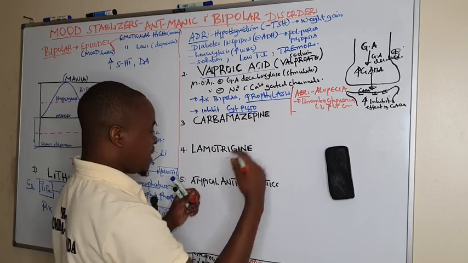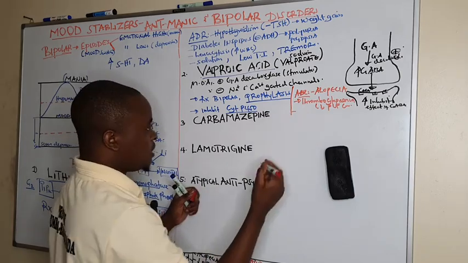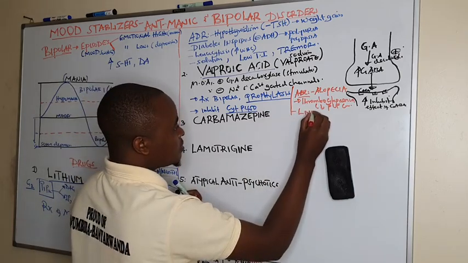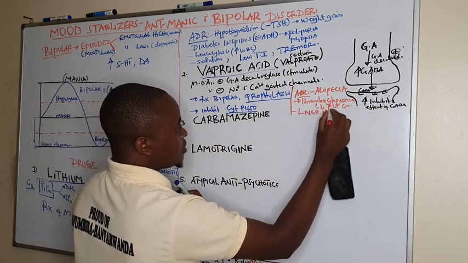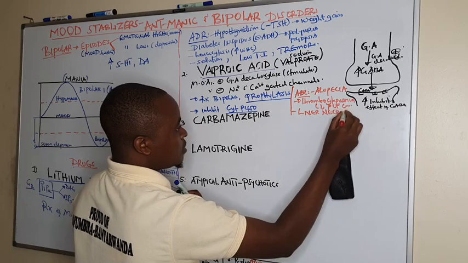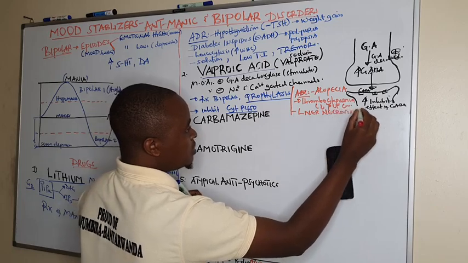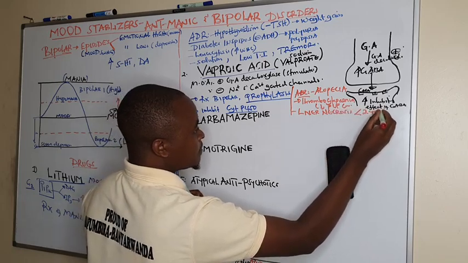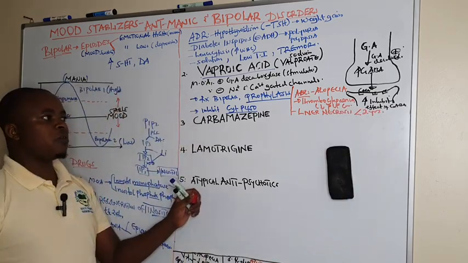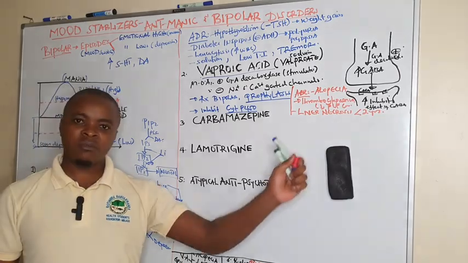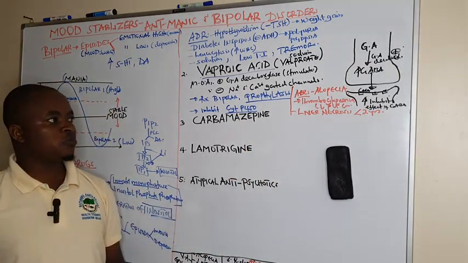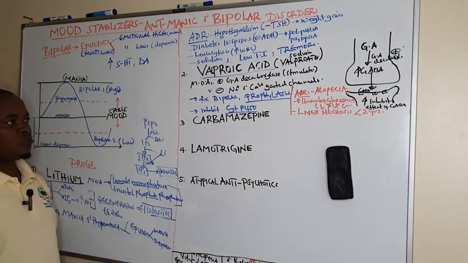Thrombocytopenia, and another peculiar adverse effect, it can cause liver necrosis, especially in children below 2 years. It can cause irreversible liver necrosis in children below 2 years. So it is not good to be given in children.